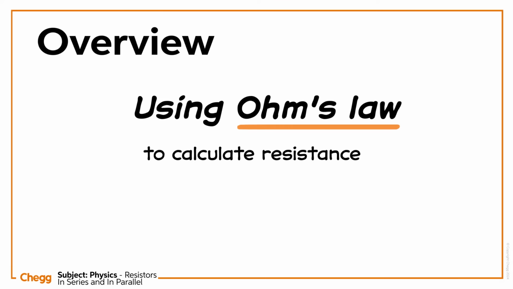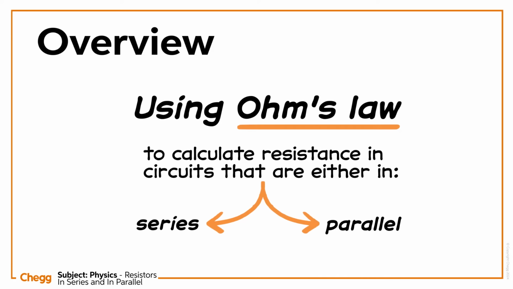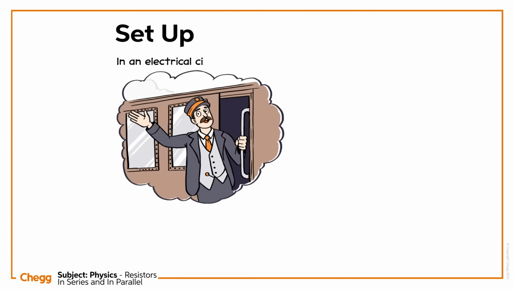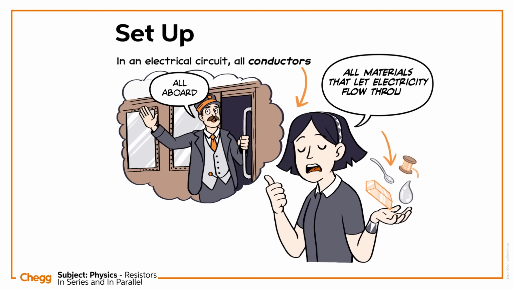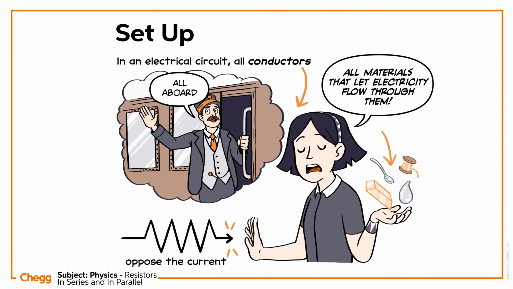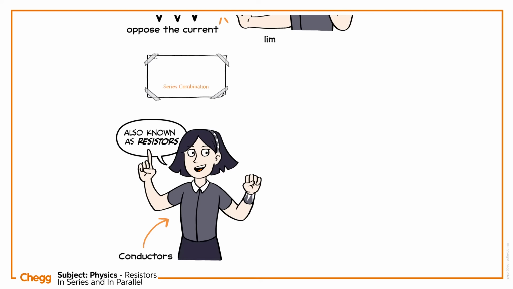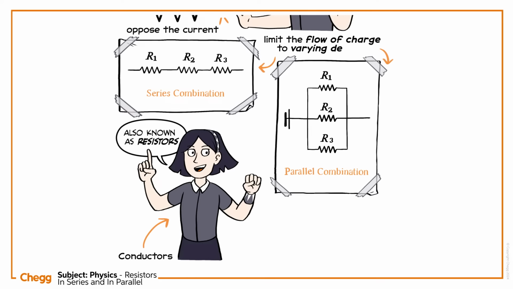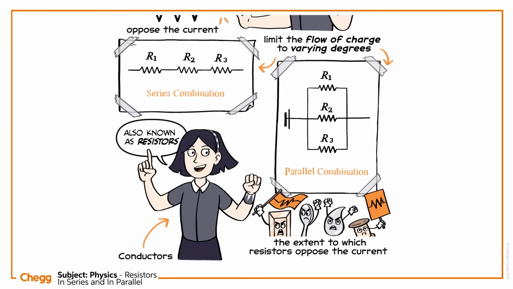In this video, we'll use Ohm's law to calculate resistance in circuits that are either in series or in parallel. In an electrical circuit, all conductors, all materials that let electricity flow through them, oppose the current. Conductors, also known as resistors, limit the flow of charge to varying degrees. The extent to which resistors oppose the current is known as their resistance.